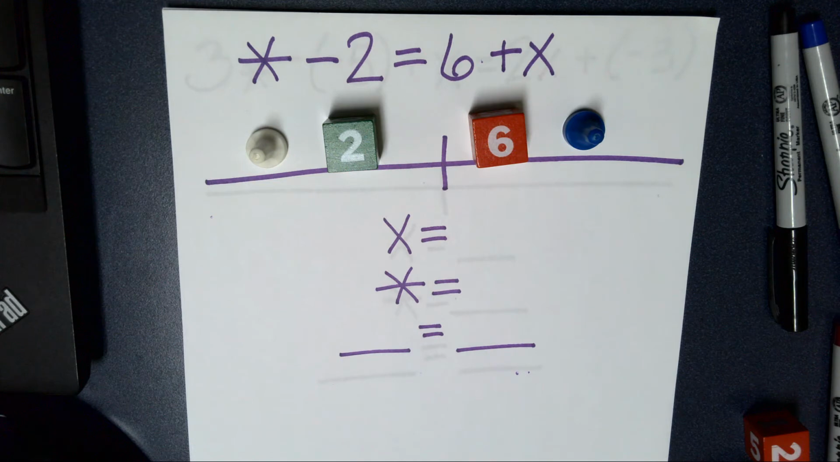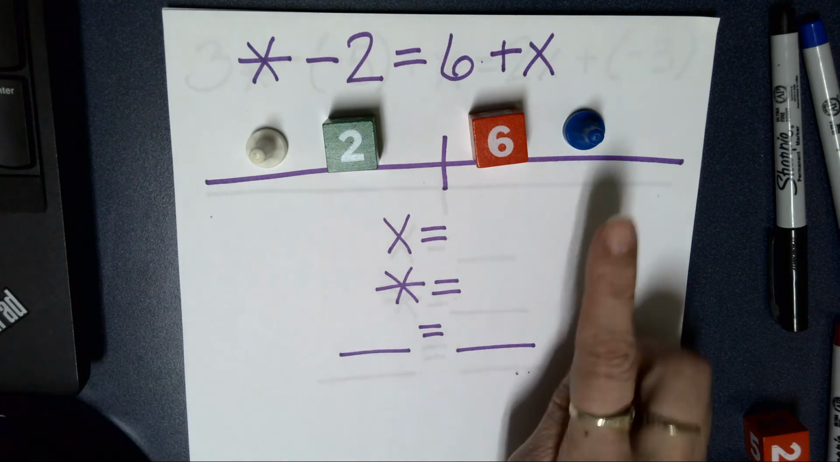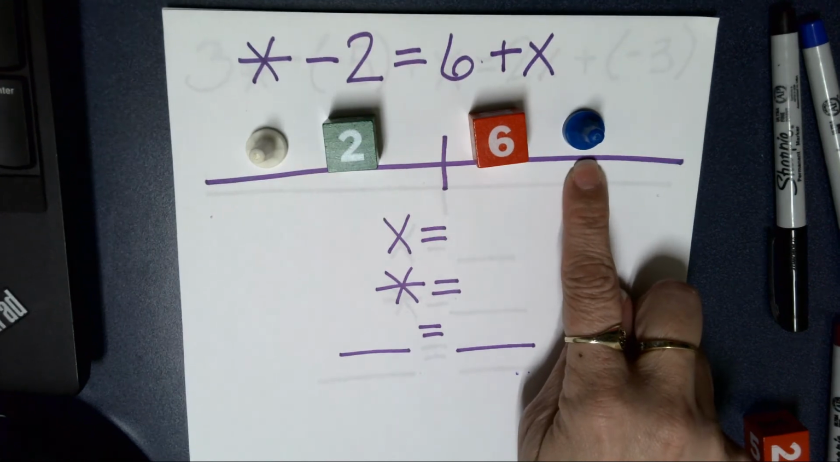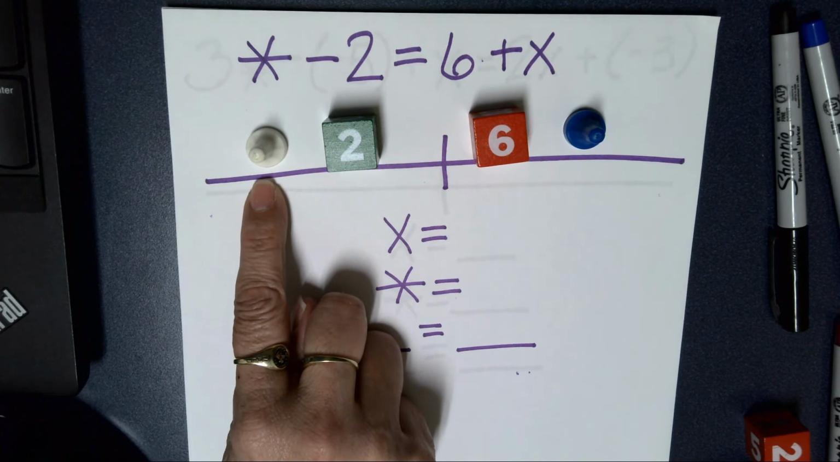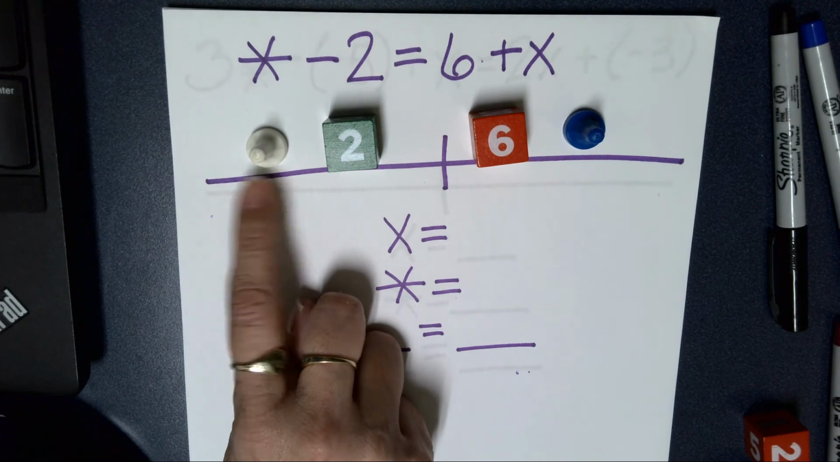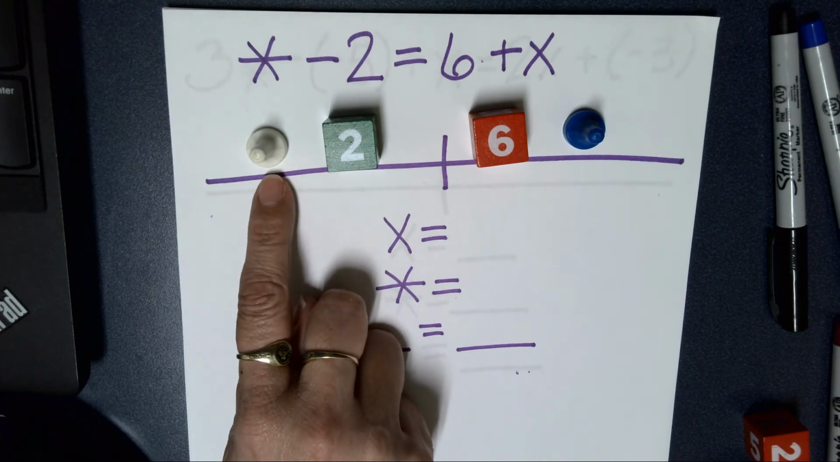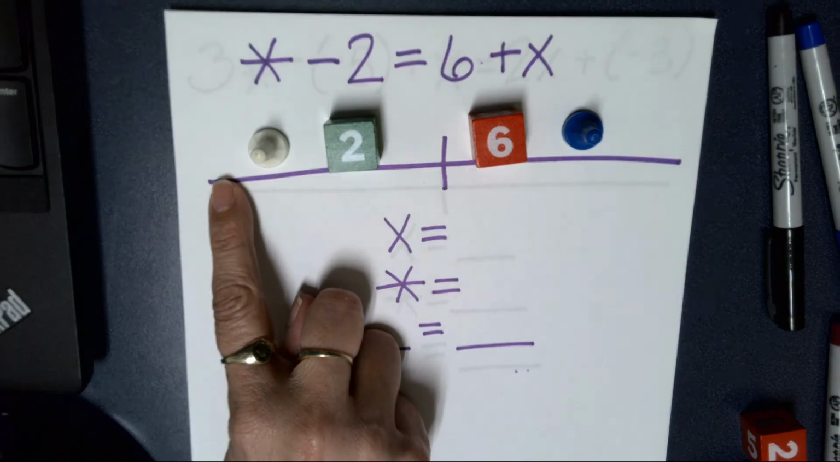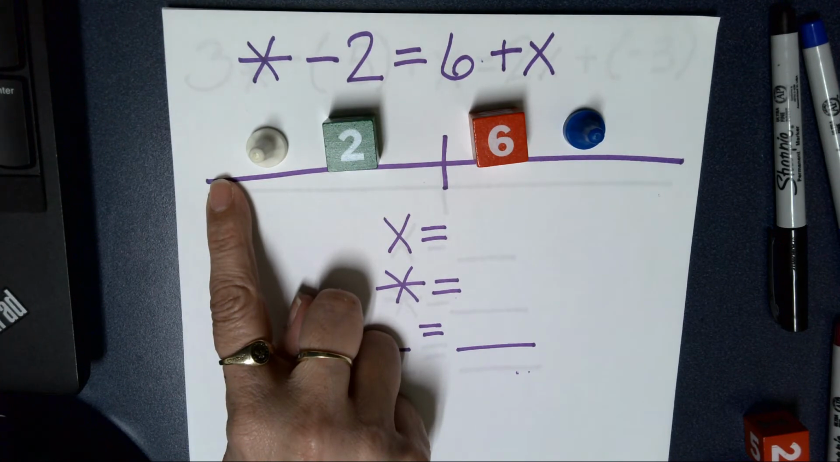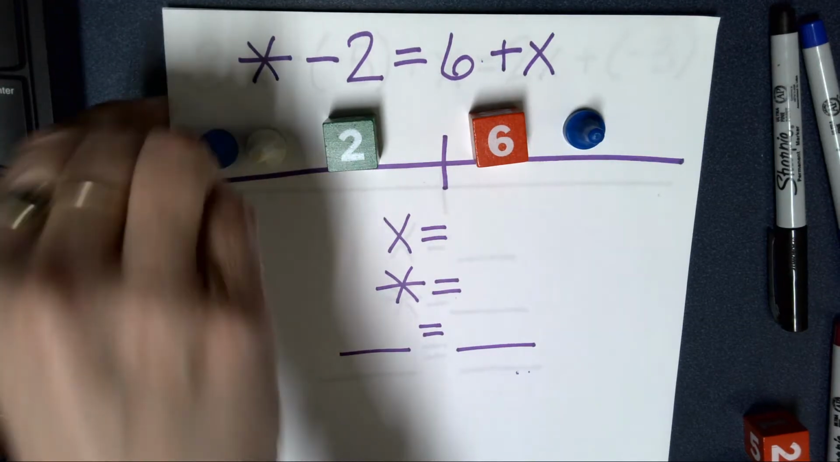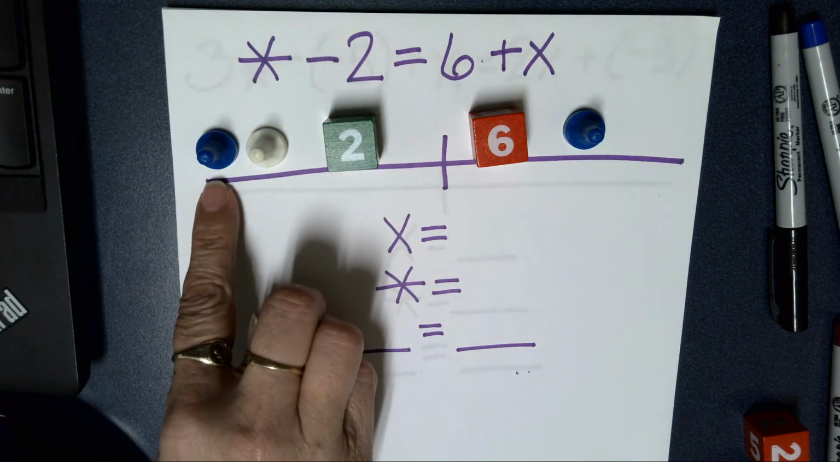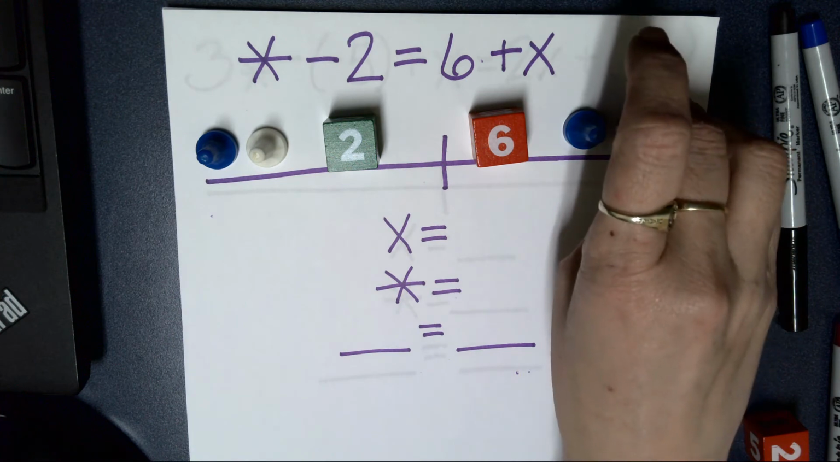So let's think, star or pawn today? Let's say we're going to solve for this pawn. So I want to get rid of this star. So how do I get rid of that star? I create a 0 pair. So if I have a star, what do I need to add to make a 0 pair? That's right, we're going to add a pawn to that side, and if we add a pawn to this side, we also have to add a pawn to the right side.